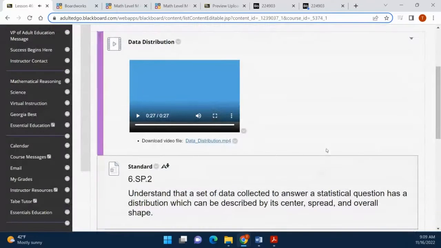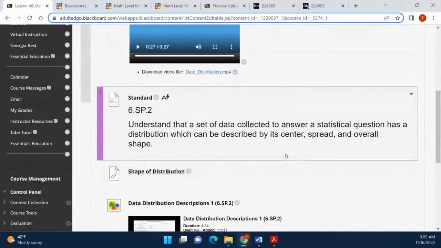All right, so now we have that. So this is our standard 6SP2, and it says by the time we're done with this lesson, this is what we should be able to do. And that is understand that a set of data collected to answer a statistical question has a distribution which can be described by its center, spread, and overall shape.